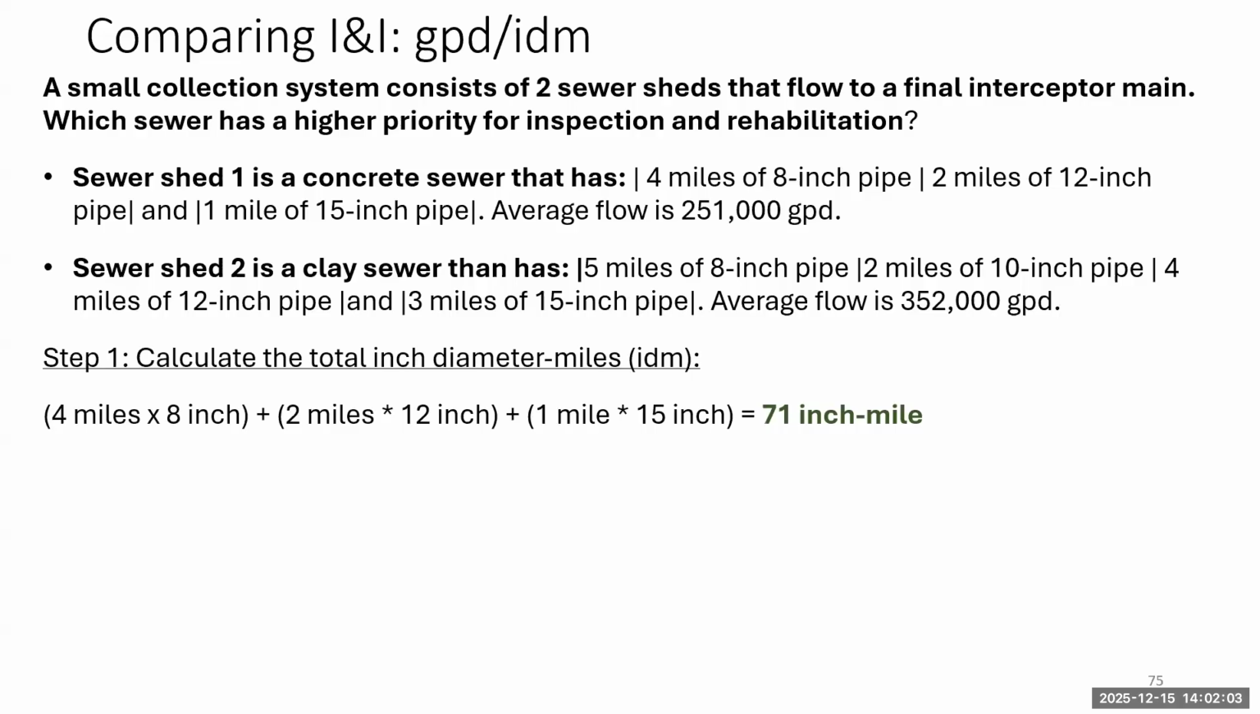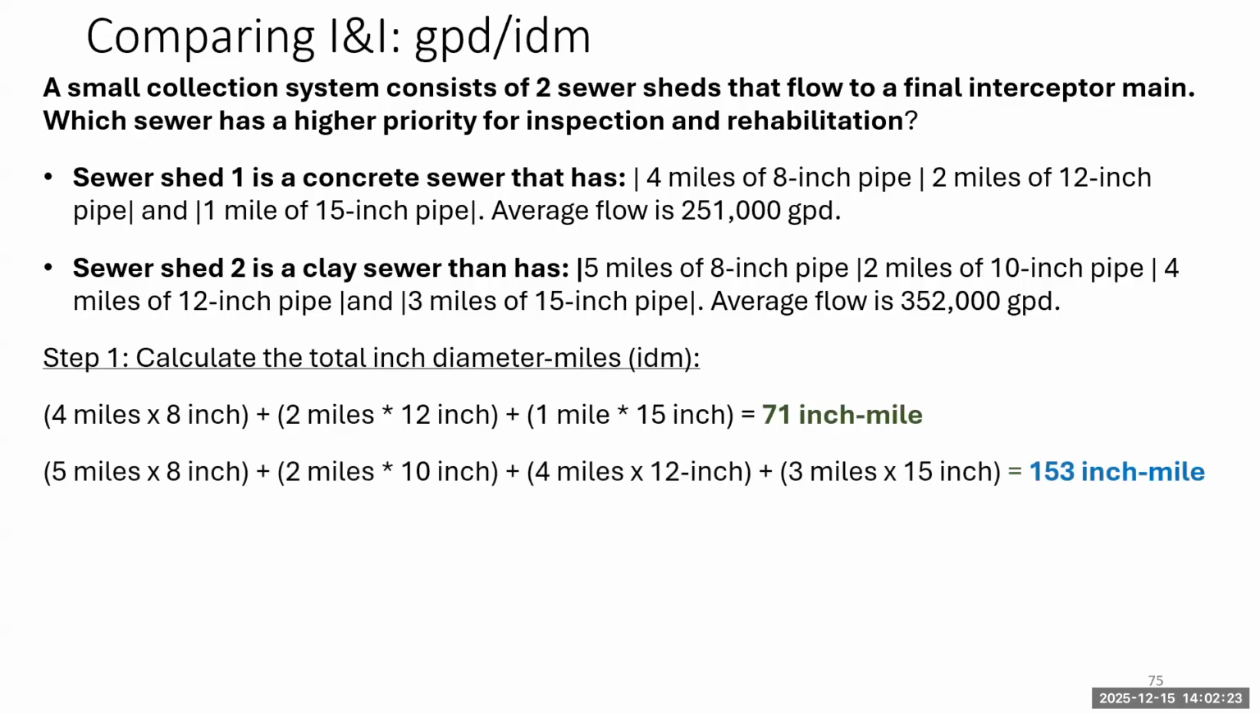There's our 4 miles of 8-inch pipe. We'd represent that as 4 miles times 8 inches. The 2 miles of 12-inch pipe, 2 miles times 12 inches, and the 1 mile of 15-inch pipe, 1 mile times 15-inch gives us 71-inch miles for sewer shed 1.